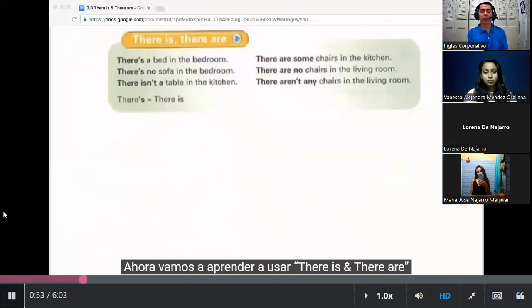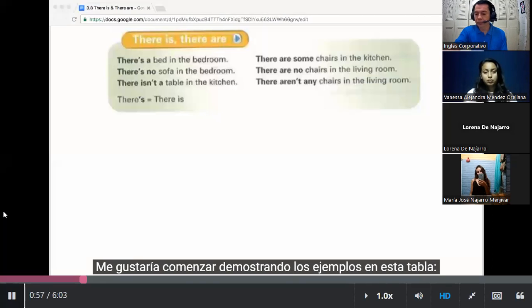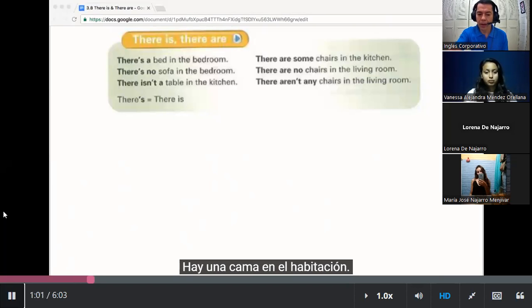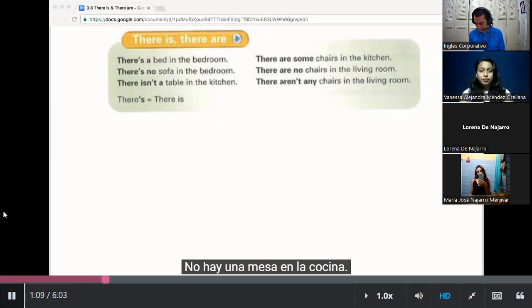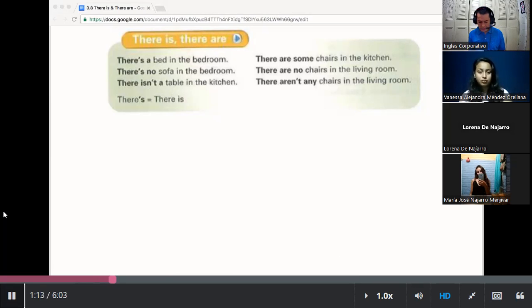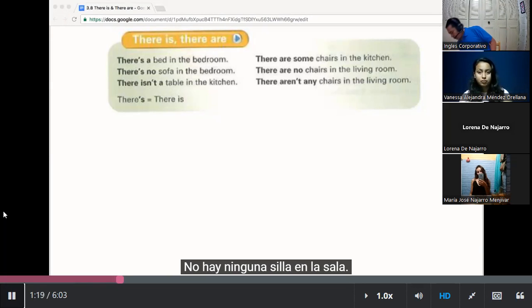Now, let's learn how to use there is and there are. I would like to start by demonstrating the examples on this chart. There's a bed in the bedroom. There's no sofa in the bedroom. There isn't a table in the kitchen. There are some chairs in the kitchen. There are no chairs in the living room. There aren't any chairs in the living room.